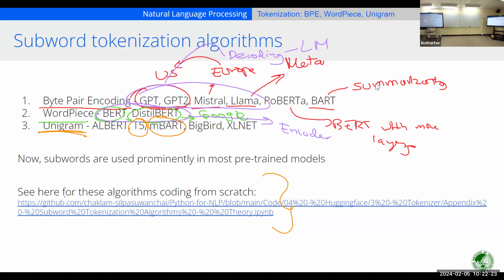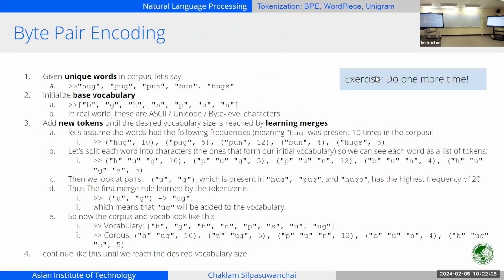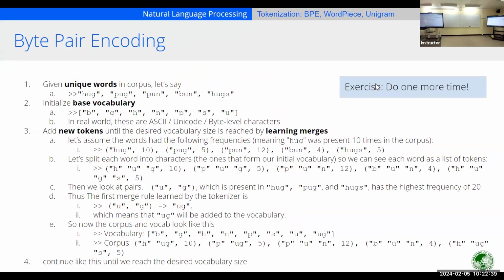Okay, now done on BPE, okay? Are you guys ready? And today you prepare some pen and paper, okay? No need for computers. Because here, there's an exercise, and we can do it together.